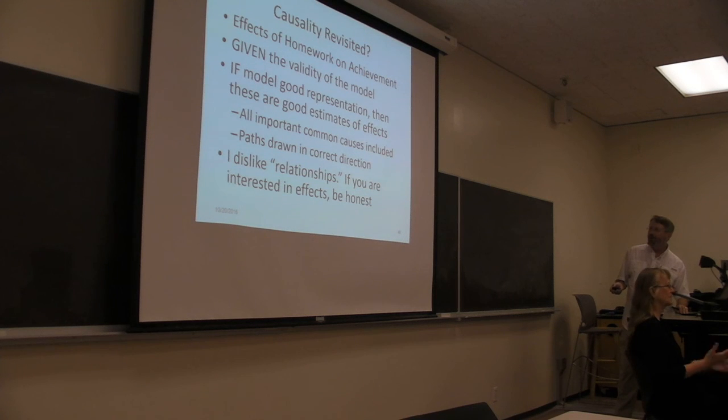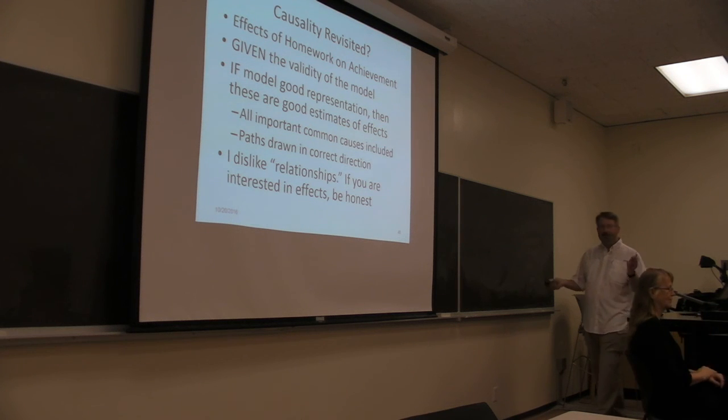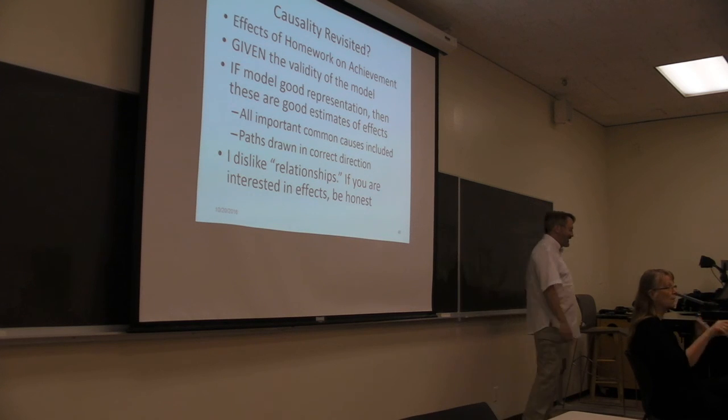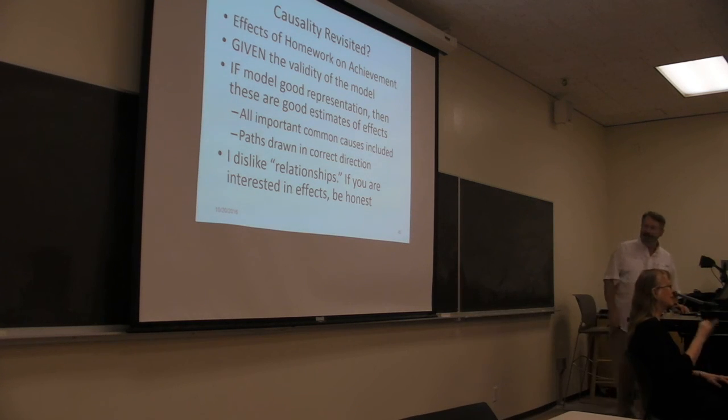And again, what needs to be the case for this model to be a good representation of reality? All important common causes of our presumed cause and our presumed effect need to be included, and the paths need to be drawn in the correct direction. So you see here, I'm just using these terms, causality, all over the place, when you think, I'd be raked over the coals if I did that.